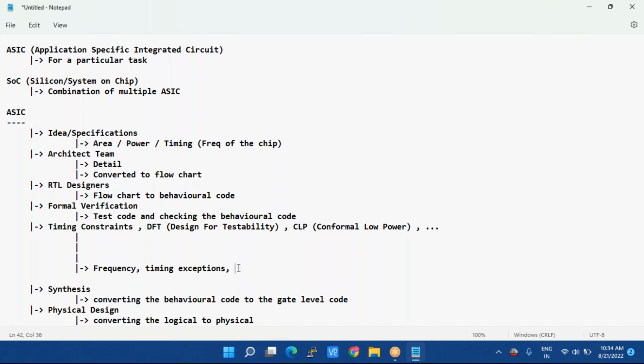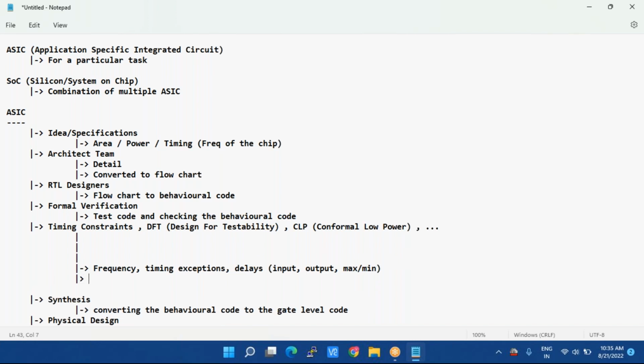Okay, timing exceptions and delays. There are multiple delays: input delay, output delay, max delay, min delay. Like that we have different terminologies. All that related information will be passed through the timing constraints file. The extension will be in the format of .sdc or .mcmm.